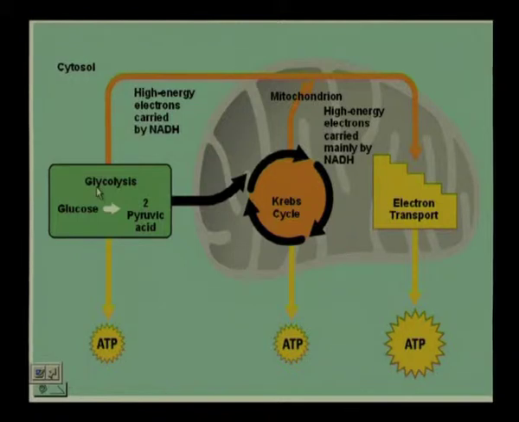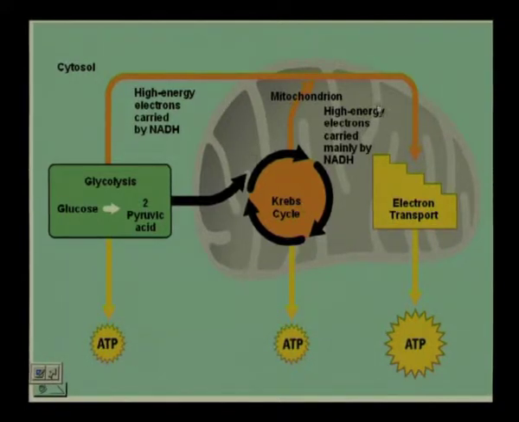So, we have the first step, glycolysis, where from glucose we get 2 pyruvic acid molecules. Here we have the Krebs cycle, which we are going to study right now, and the electron transport that also results in the production of ATP. So, these are the 3 stages that we are going to have.